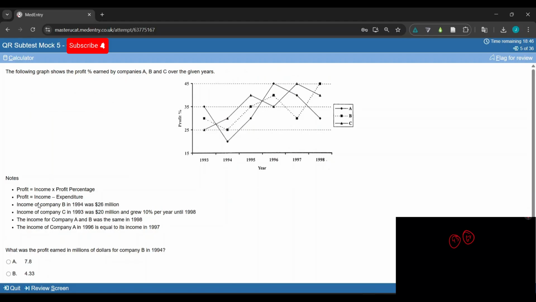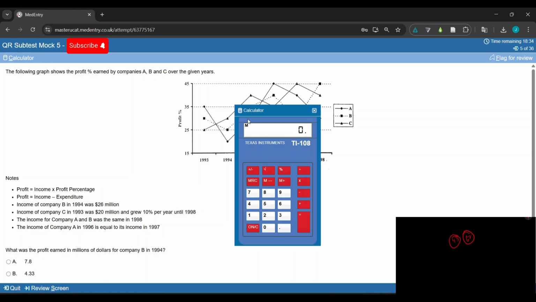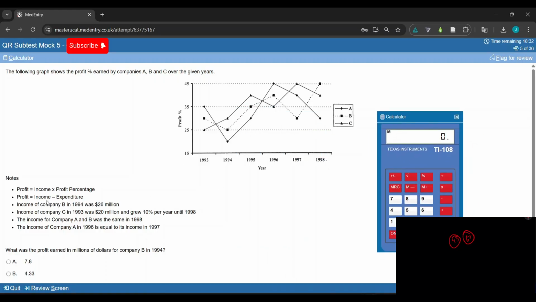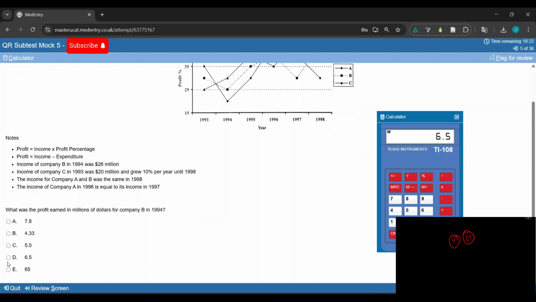What was the profit earning millions of dollars for company B? So profit is income minus expenditure. The income for A and B was the same in 1994. So 1994, income was 26 million. Profit equals, for percentage equals income times profit. Oh, okay, so income was 26, and then times that by company B 1994 is 0.25, so that's about 6.5.